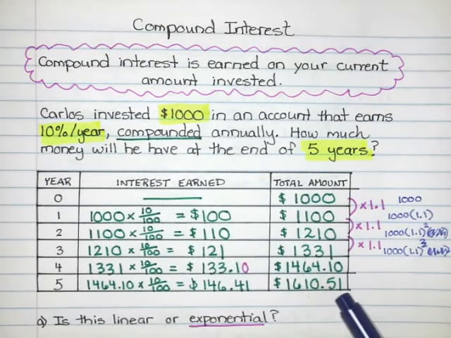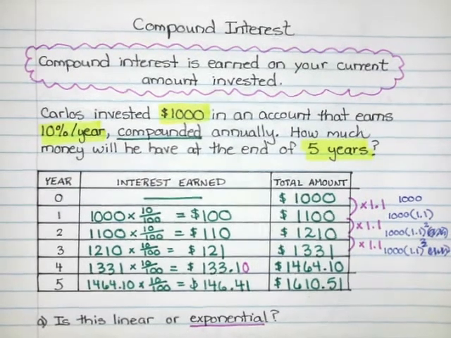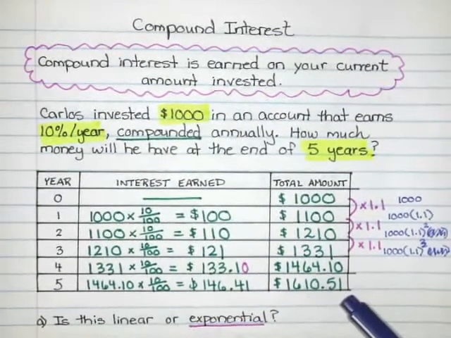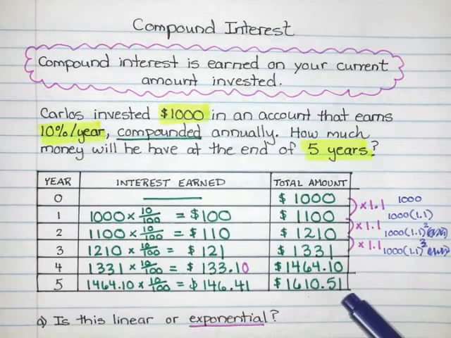So his original investment was only $1,000. He now has $1,610.51, which means he has earned a total of $610.51 in interest. So our question here says, is this linear or exponential?